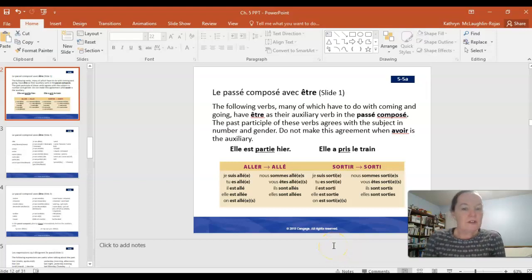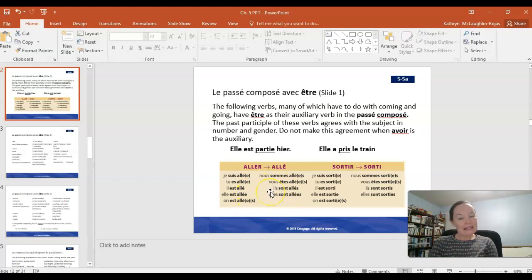Okay, so just as a reminder, remember that if you are female and you're talking about yourself and you say je suis allée, you're going to need to add an E to the end when you spell this. For pronunciation, it doesn't matter whether you're male or female, but for spelling, when you write this down, you'll definitely need to make the agreement.